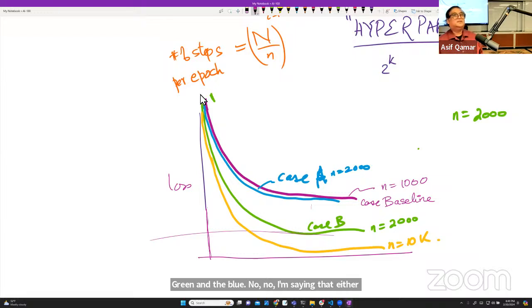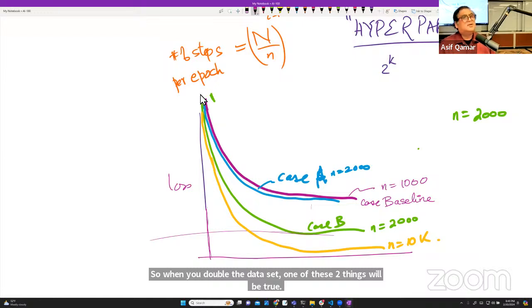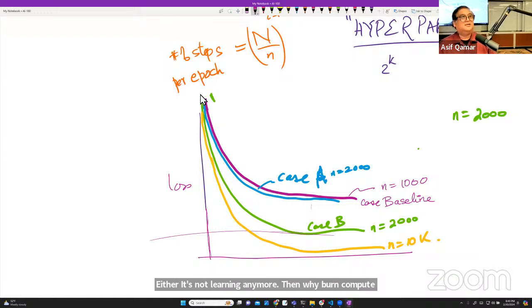Oh, okay. So when you double the data set, one of these two things will be true, right? Either it's not learning anymore, then why burn compute cycles? The machine is telling you that I'm done learning, right? On the other hand, if it is case B, it's trying to tell you that, hey, look, you improved.